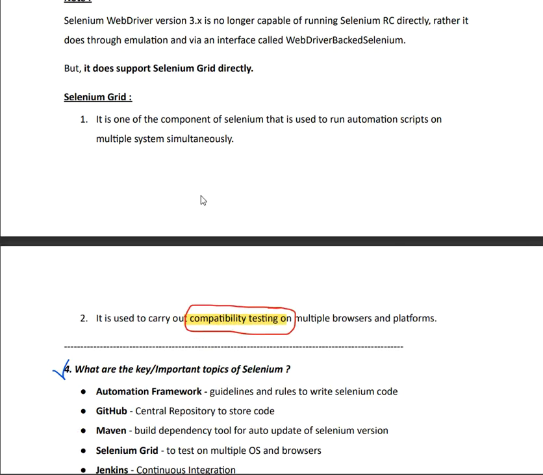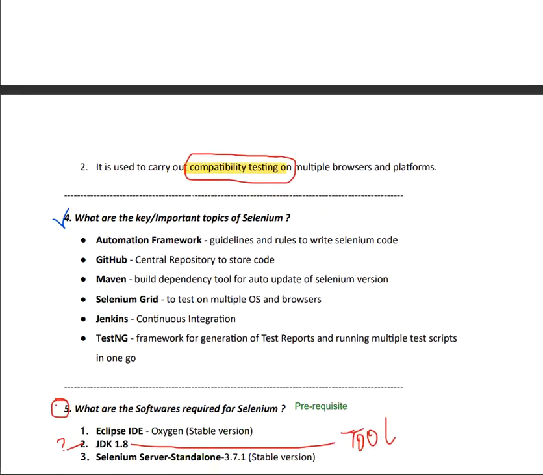Also, if anyone asks what is Selenium Grid, we have to say that if we have to run our test script on multiple browsers or multiple operating systems at a time, or we have to run our test script in parallel, that time we use the Selenium Grid. It is used to carry out compatibility testing on multiple browsers and platforms.